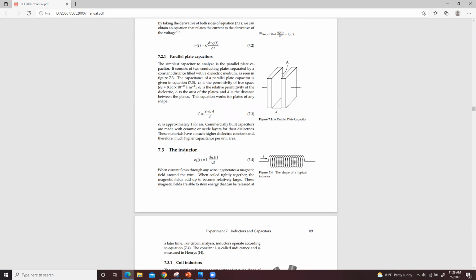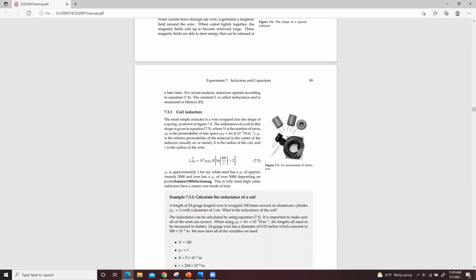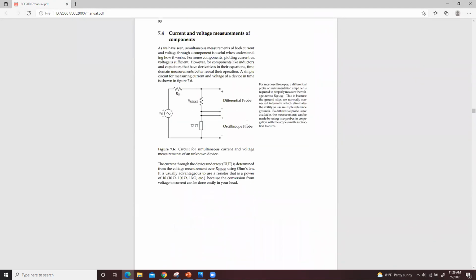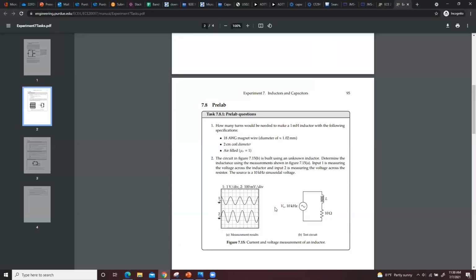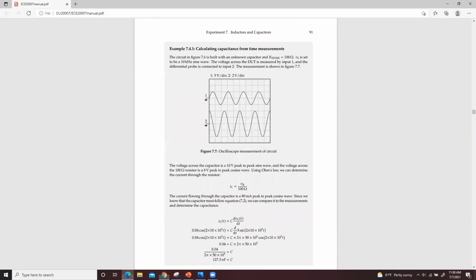And the inductor is just a coil, many turns of coil. And here is the inductance equation. Hopefully, you already used it in the pre-lab. Before you start this lab, you should read through the manual, especially this example. If you have done the pre-lab question, you should already be familiar with this example.